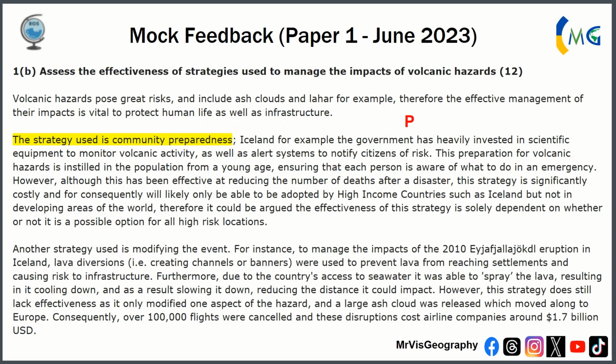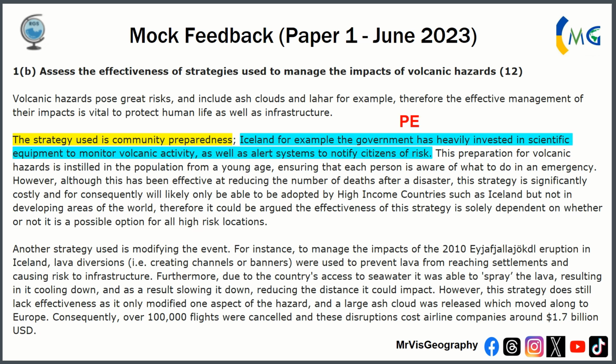So here's an example. This is an example written by a student. The introduction was nice and straightforward. It said that volcanic hazards pose great risks and include ash clouds and lahars, for example. Therefore, effective management of their impacts is vital to protect life as well as infrastructure. The first point they make is that a strategy used is community preparedness. Lovely, that's a point. Followed by evidence.